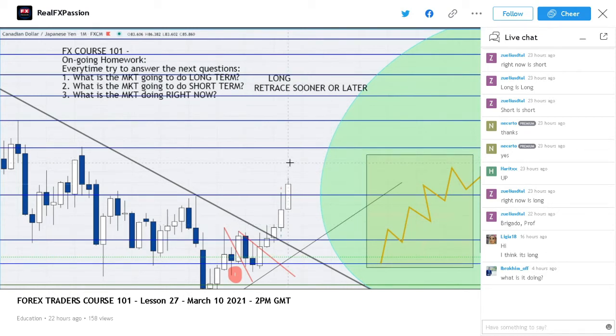Many beginner traders don't understand this. A retracement, it's a must. It cannot move any other way. Very good, it's going up.